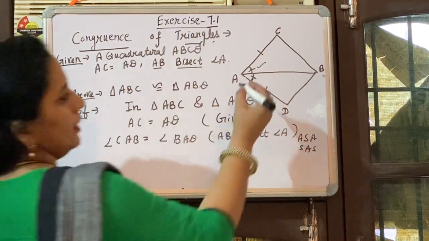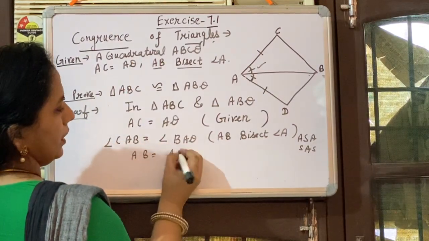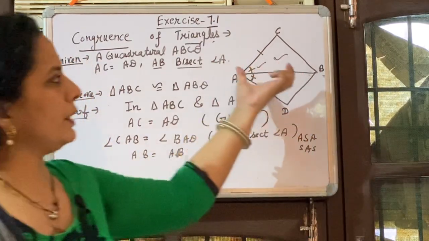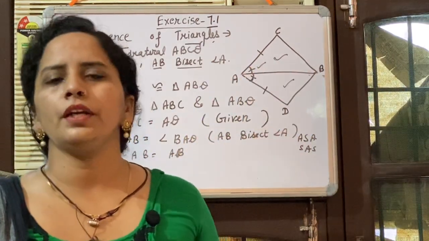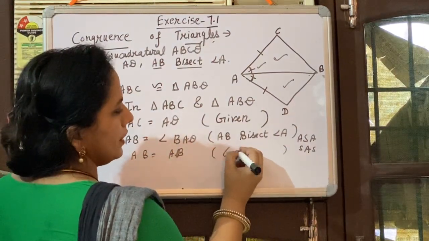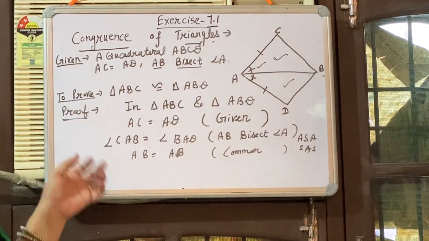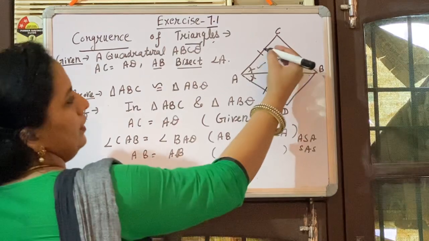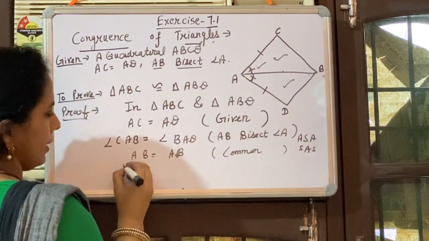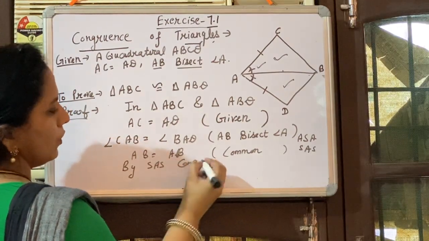Third is AB. This side is common in the upper triangle and in the lower triangle. AB is a side which is common in both of the triangles. So this is equal because it is common. Now check which rule you will follow here. Side, angle, side. So we will write here by side, angle, side, congruence rule.